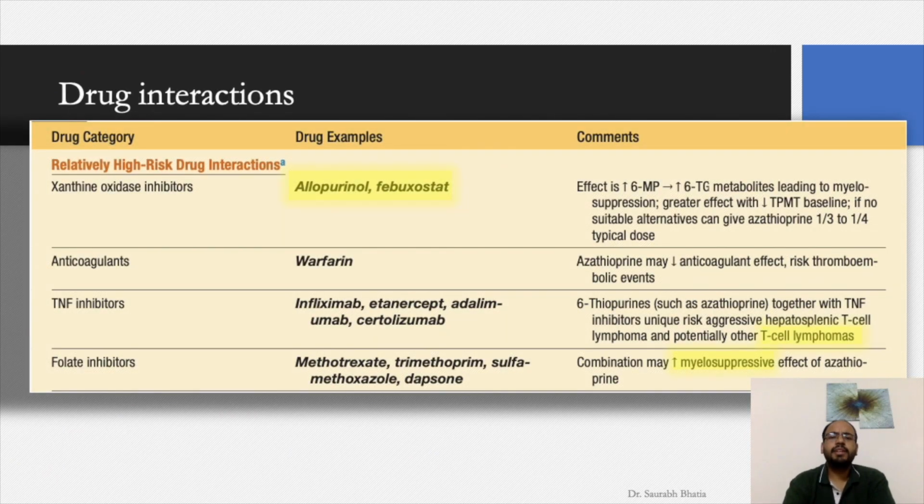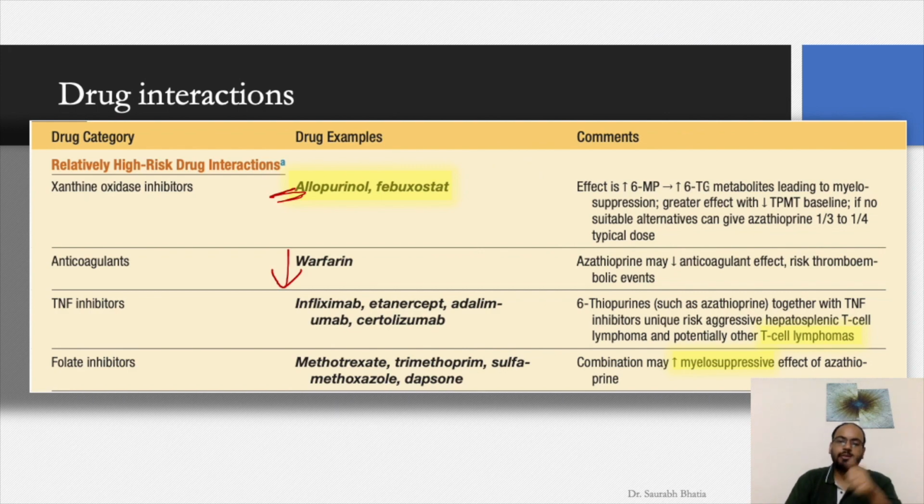Now, some of the drug interactions which are very important; we will discuss allopurinol towards the end. It decreases the level of warfarin. So azathioprine may decrease the anticoagulant effect of warfarin, and a higher dose of warfarin might be required in patients who are taking this drug. And if the dose is not increased, the decrease in the effect of warfarin because of azathioprine may lead to an increased risk of stroke and thromboembolic effects.